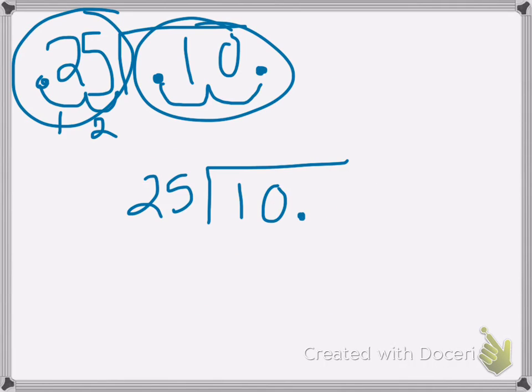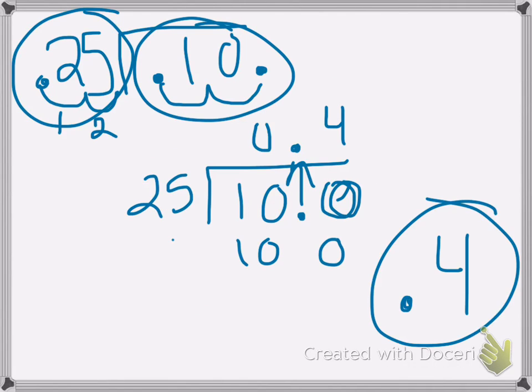Here's another example. We've got 0.25 outside and 0.1 inside. We need to move it 2 times to the right. After you move it 2 times to the right, you end up with 25 into 10. It doesn't go into 10, so we put a decimal and add a 0. Now we've got 25 into 100. I know that 25 times 4 is 100 exactly, so 0.4 is our answer.